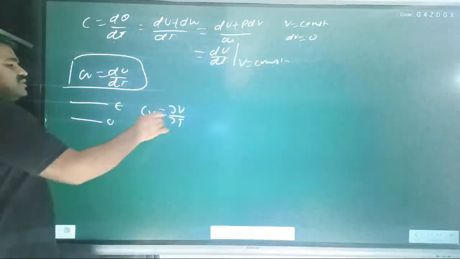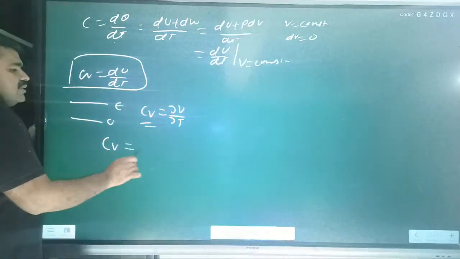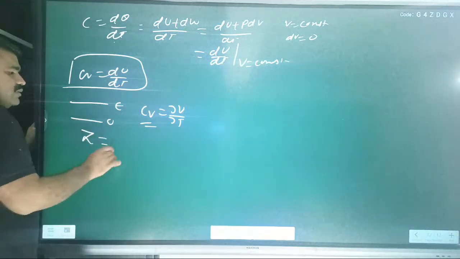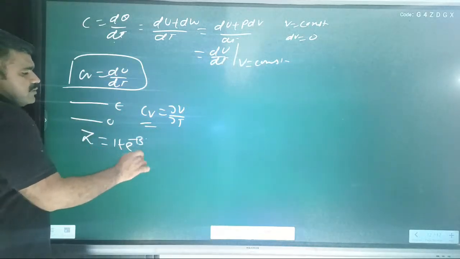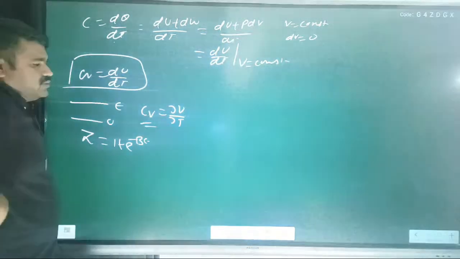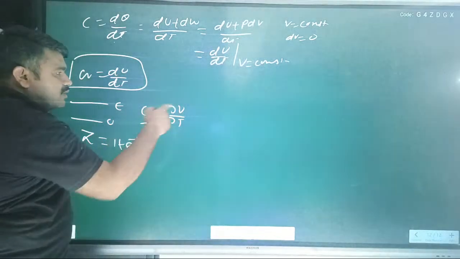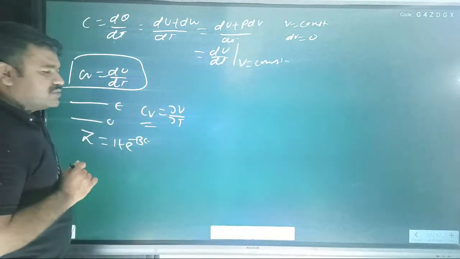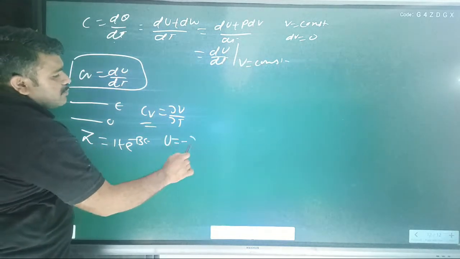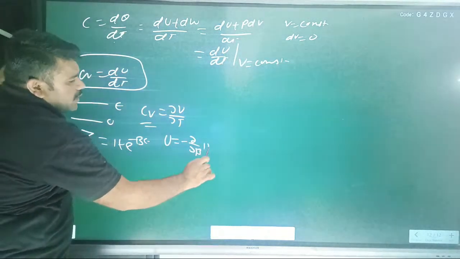Clear? CV is equal to dU upon dT. What is the partition function for this case? The partition function is 1 plus e to the power minus beta epsilon. But to find out CV, what do we need? We need the average energy. We have the partition function, so how do we find the average energy? Minus d upon d beta ln Z.